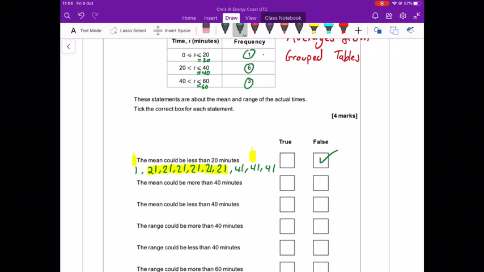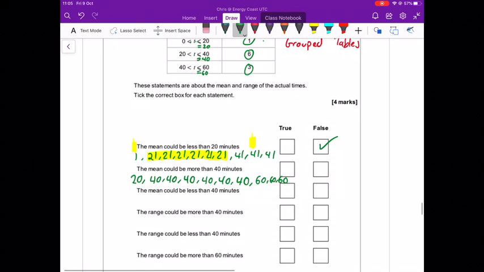Let's look at the next one. For the next one, I'm going to make things as big as possible. So maybe the first person is 20. Maybe all of the rest are 40, 3, 4, 5, 6. And then the last 3, maybe they're the biggest they can be, which is 60. Okay, so if that was the case, the mean of all these numbers is 40.